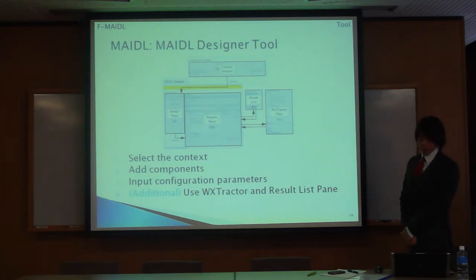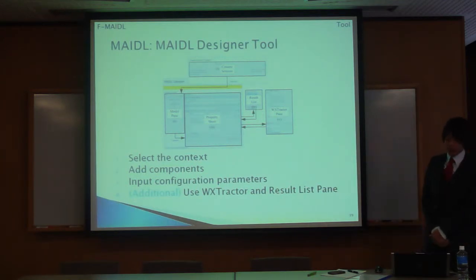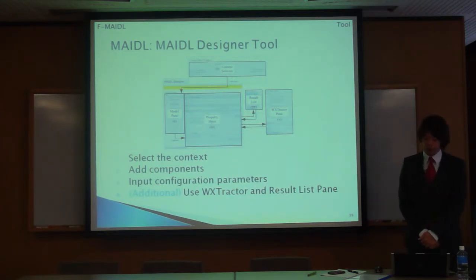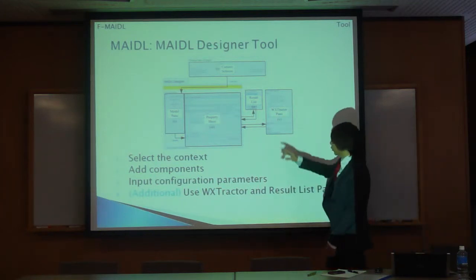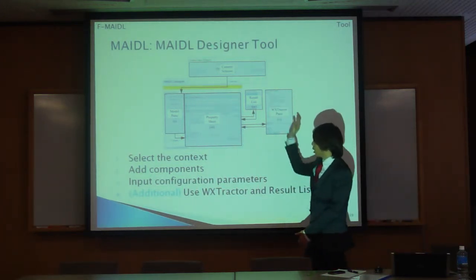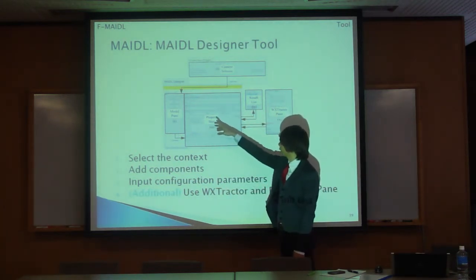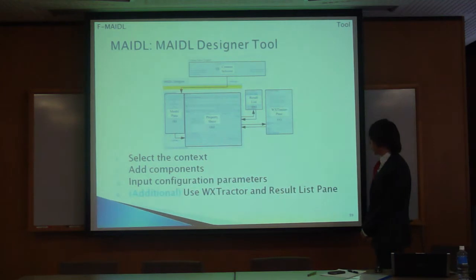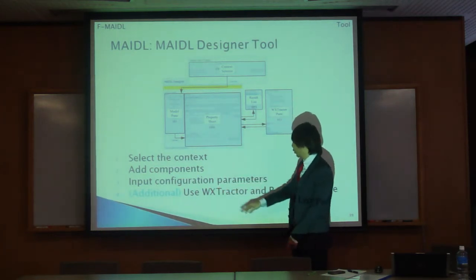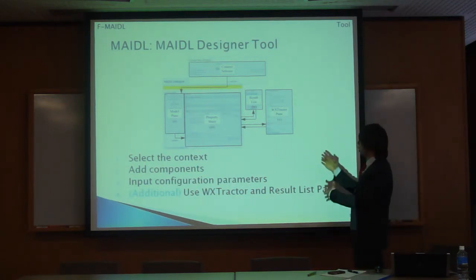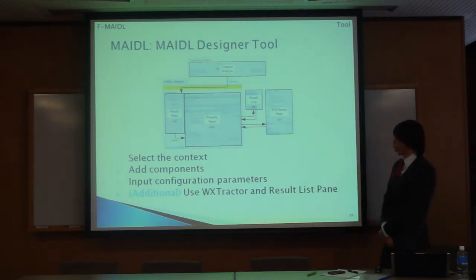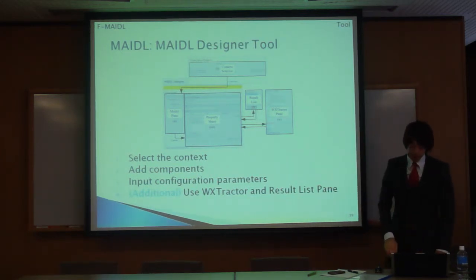So about the tool, the composer may create the Midle XML description file from scratch or use the Midle Designer tool. The composer is required to select the context. So first you select the output context. You add components to the model pane, and from the model pane you click and configure the parameters for each component. Additionally, you can use a view extractor to extract parameters from web applications, and you can also use the result list pane to list all of the data that is sent between the publisher and the subscriber messaging pattern.